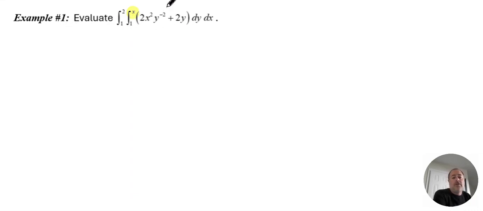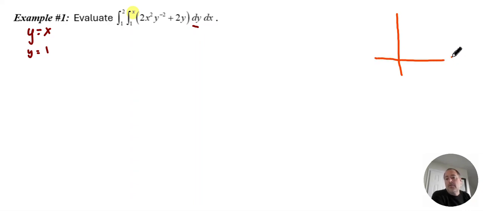So before we actually start talking about how to solve this problem, let's get a general idea of what this is actually representing. When we're looking at our bounds right here, and since it's in terms of y, we're looking at the equation y equals x as the upper bound, and the lower bound will be y equals 1. So I'm going to graph what that looks like over here. There's our x and y axes. And so the line y equals x is here, and then the line y equals 1 is here.